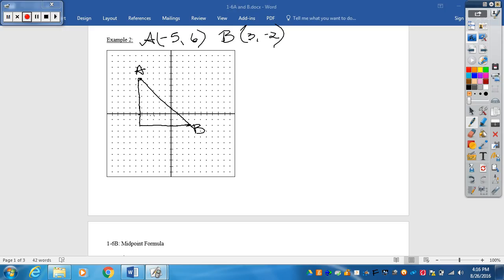Okay. So when I count the distance of the bottom leg, I've got 1, 2, 3, 4, 5, 6, 7, 8. A length of 8. Okay, so again, make sure you're starting at 0 and counting one direction or the other, but it's a length of 8. 1, 2, 3, 4, 5, 6, 7, 8. The vertical distance is 8 as well.